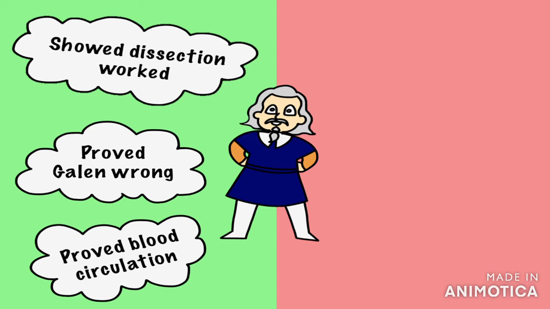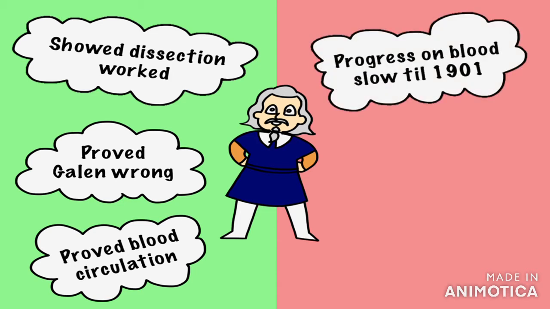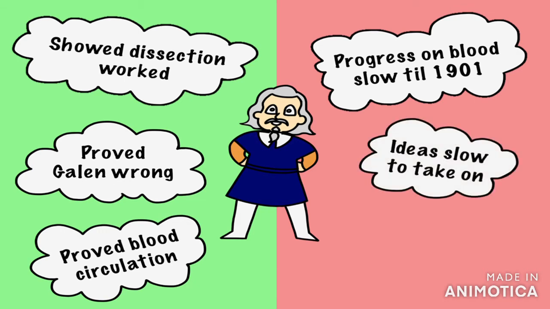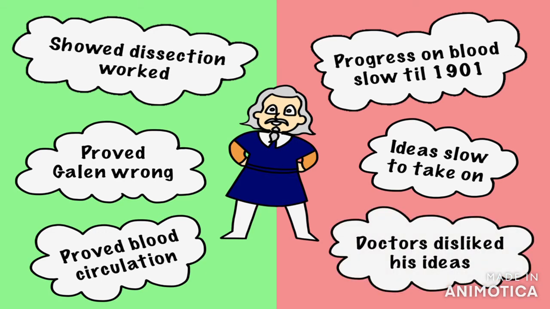Small impact. Progress on the understanding of blood was slow until 1901 with transfusions. His ideas were slow to take on, and Galen's ideas continued in books until 1651. It took Harvey's work 50 years to appear in universities. The understanding of circulation did little to improve medical treatment, as doctors disliked Harvey's ideas. Overall, William Harvey still had a considerable impact, even if not immediately during the Renaissance.